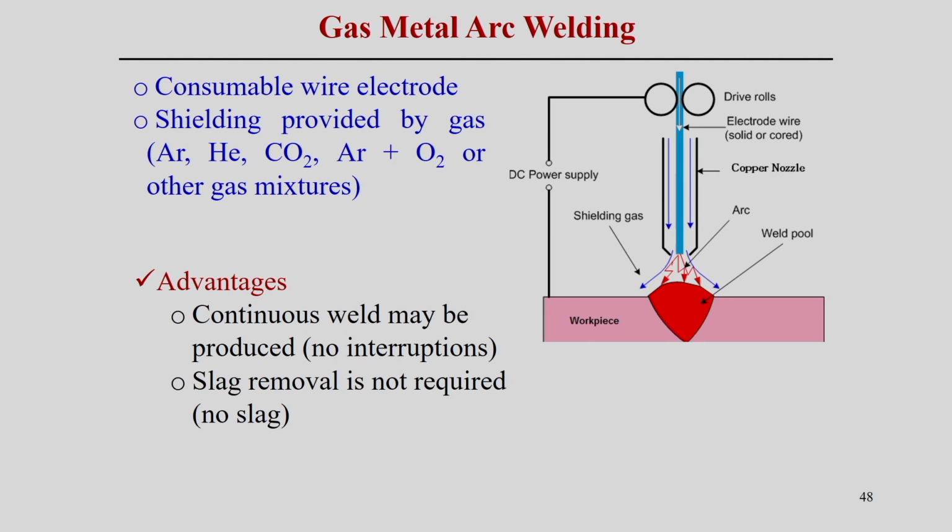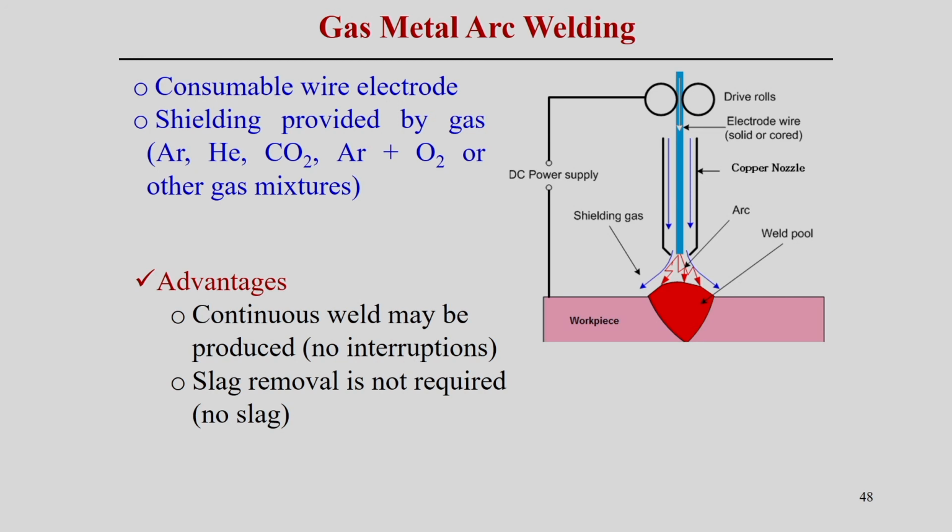Shielding is provided by the shielding gas. In this case we do not use slag formation, rather we use the shielding gas. The shielding gas can be argon, helium, carbon dioxide, a combination of argon plus oxygen, or any other mixture. In this principle, there is a continuous supply of electrode wire through the copper nozzle, and the shielding gas passes through it, and an arc is created. Molten metal is created using the consumable electrode from the wire, and the shielding gas helps to protect the weld zone, and the two metals can be joined. So, this is the gas metal arc welding process.